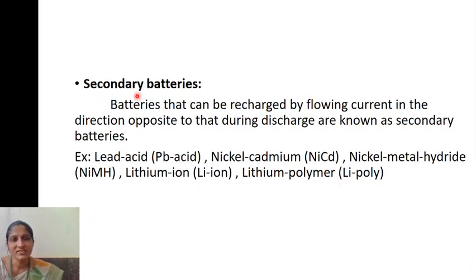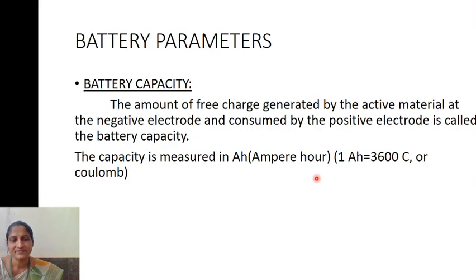So coming to the definition of secondary batteries, batteries that can be recharged by flowing current in the direction opposite to that during discharge are known as secondary batteries. So the current flows in one direction, and the recharge current flows in the opposite direction so that it will be charged. The examples of secondary batteries are lead acid (Pb acid) batteries, nickel cadmium batteries, nickel metal hydride batteries, lithium ion batteries, and lithium polymer batteries. Okay, these are the secondary batteries.